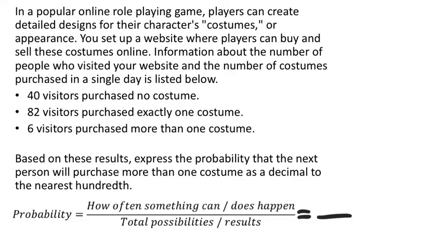So we will figure out that total just by taking the number of visitors here on the left and adding those together. This will tell us how many total people, looks like, visited your website. So 40 plus 82 plus 6. Use a calculator if you want. Don't use one if you don't want. I don't really care. You just need to get the correct answer. Here's 128 people. So that will be our denominator for our probability, 128. All right, so 128 people visited your website.